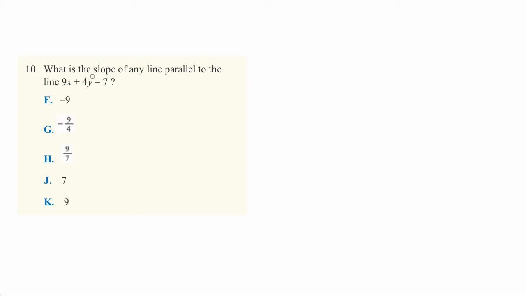Question 10 asks, what is the slope of any line that is parallel to the line 9x plus 4y is equal to 7? There's a couple of concepts that we're going to need to be familiar with in order to solve a problem like this. One is, what is the slope of a line?